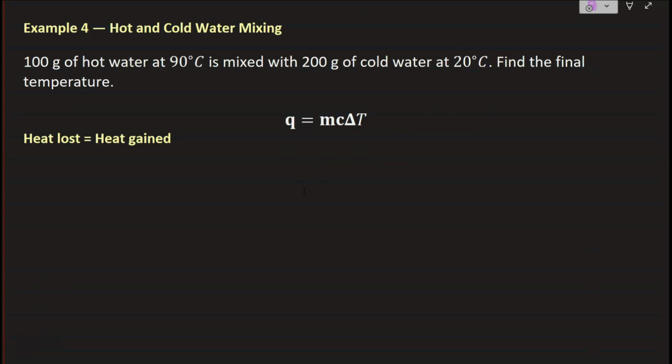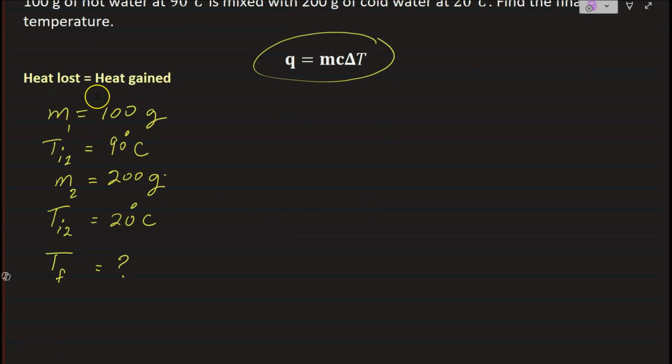Now, this example is hot and cold water mixing. This is a very good example. It's a bit harder. 100 grams of hot water at 90 degrees is mixed with 200 grams of cold water at 20 degrees. Find the final temperature. All right, so let's write up what we do know. We're going to use the same formula, just that we're going to use it for heat loss and heat gain. But let's write up what we do know first. So here is all the information that is given to us right here.